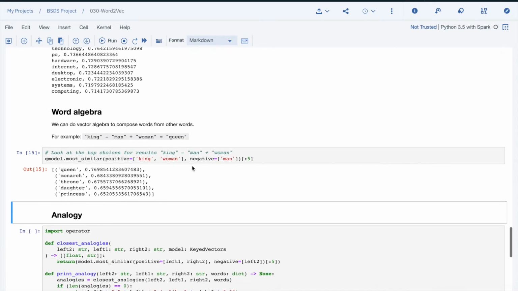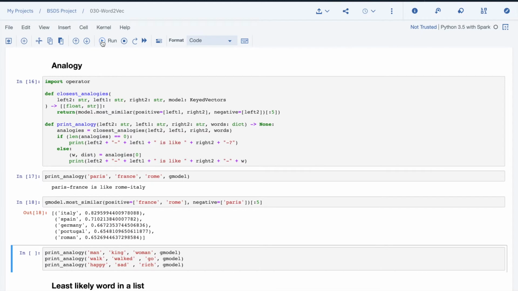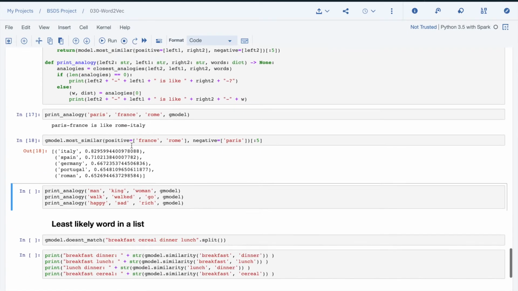Building on this, we can look at analogies. The first one is Paris is to France what something is to Rome. This is equivalent to France minus Paris plus Rome. We see that the first choice is Italy with a decent margin from the second place. The results are pretty good, but we can't expect perfection.